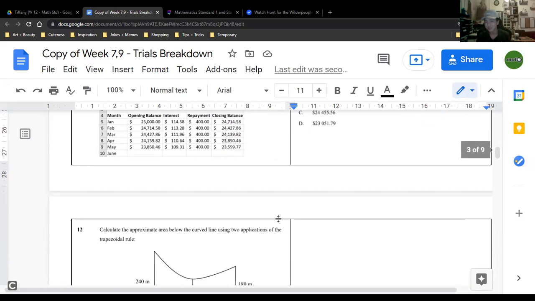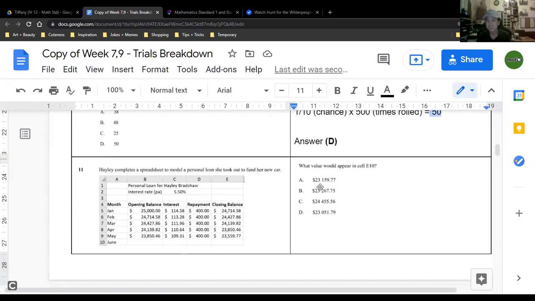I'll put the question on the right because it wouldn't fit on this page of the document, but you can see: what value would appear in cell E10? So you go to E, you go to 10. It's the closing balance for June. It's asking you to figure out what's happening as you go left to right in the cells. The opening balance just carries over from the last month. You can see this 24714 carries over here, this 24427 carries over here. So the opening balance is just this number moved over here.